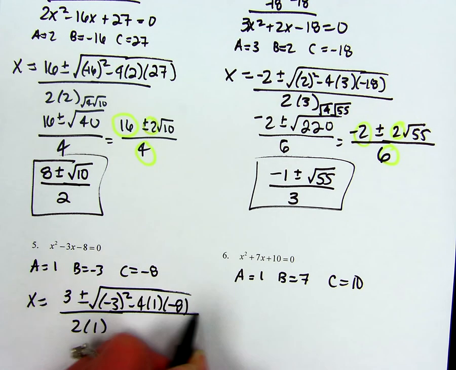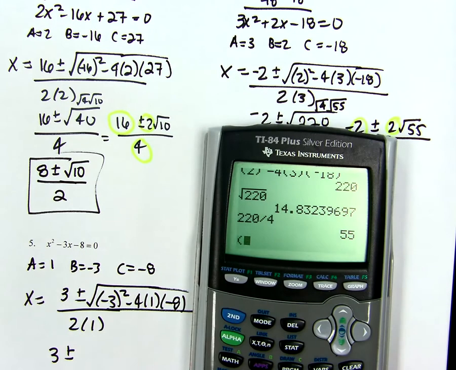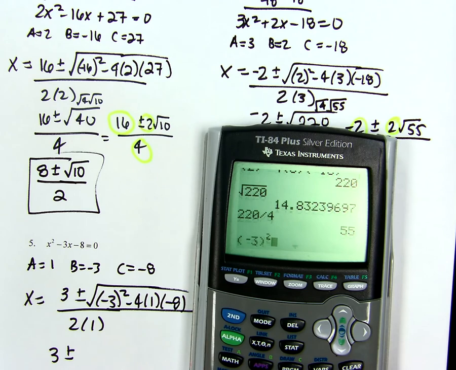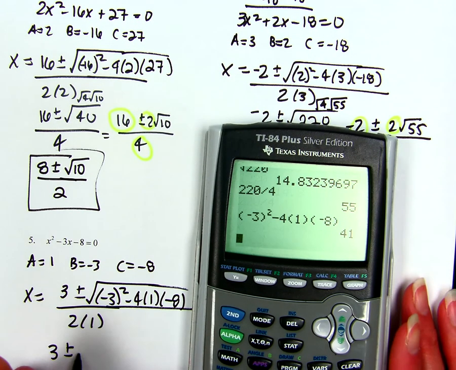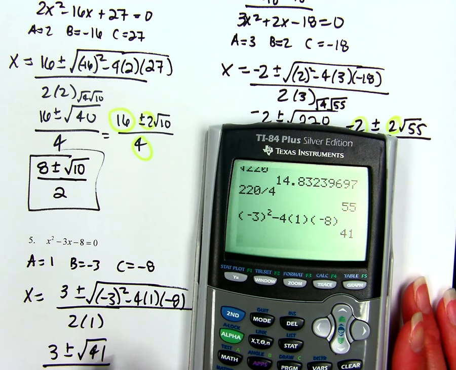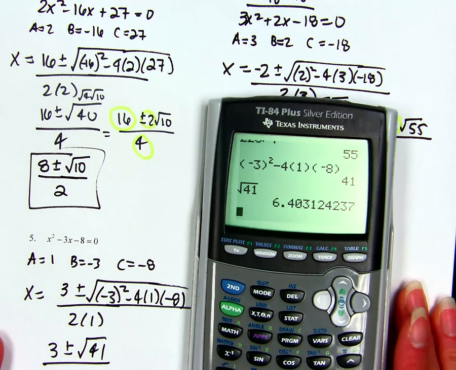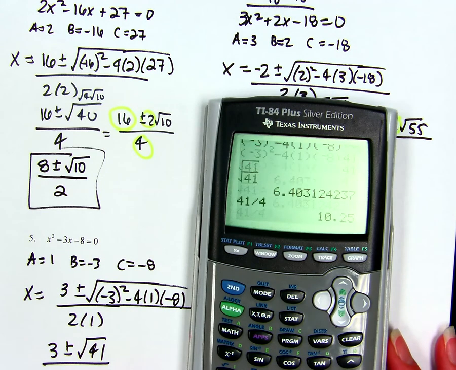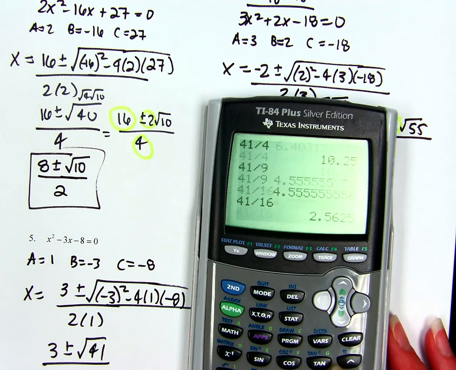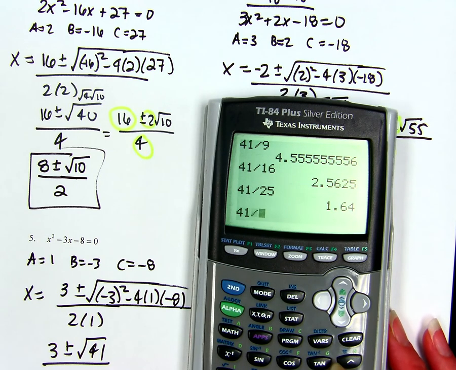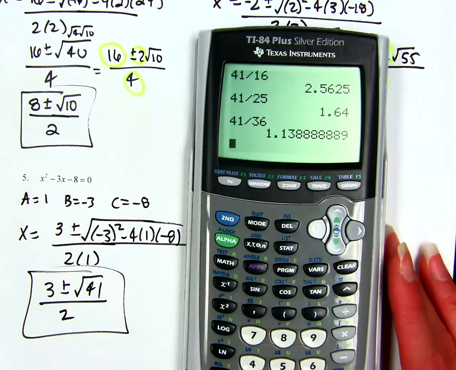So we have negative 3 squared minus 4 times 1 times negative 8. And that's 41. Now, square root of 41, that is not a perfect square. However, there is nothing that goes into 41. Like 41 can't be divisible by 4 or 9 or 16 or 25 or 36. And so that's it. Can't do anything with 41. So you just leave it.